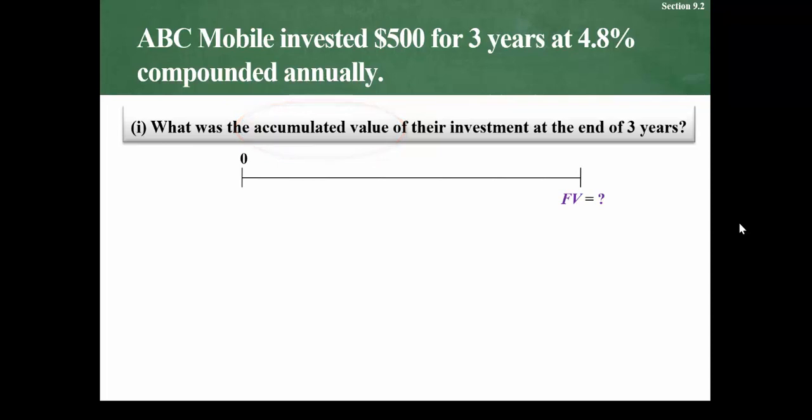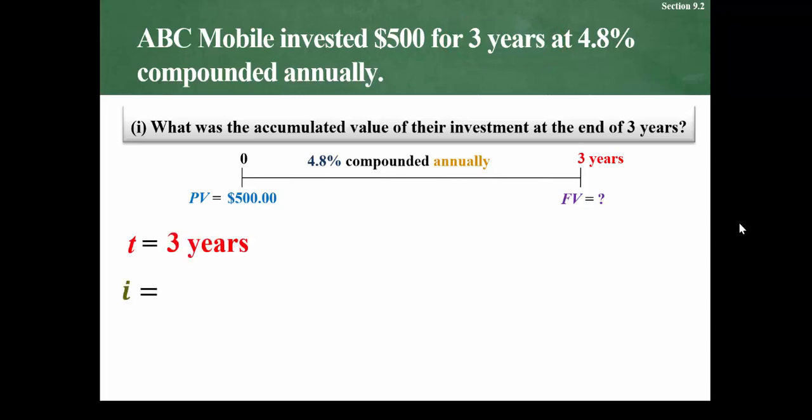Now let's take some inventory. What's our present value? It's $500. Our J is our compounded annual interest rate of 4.8%. We know the time is 3 years. Then we can put down the information on our page. Time is equal to 3 years.